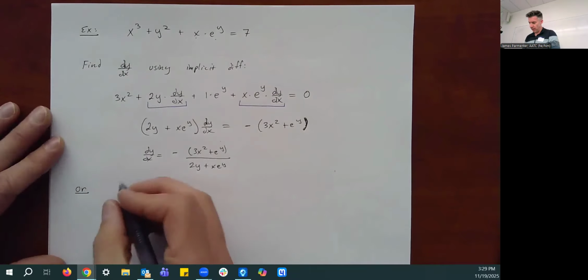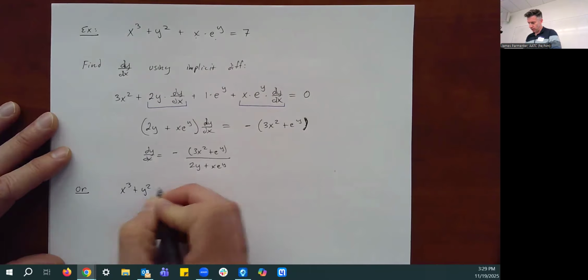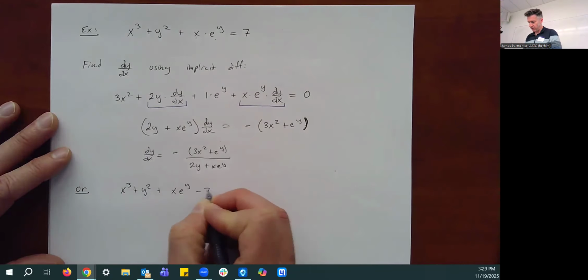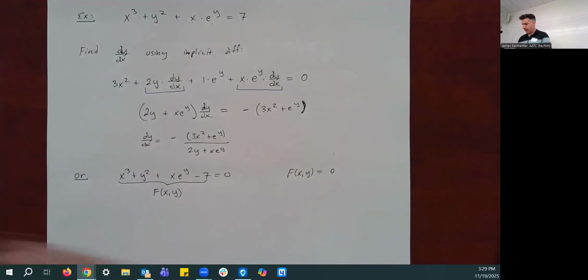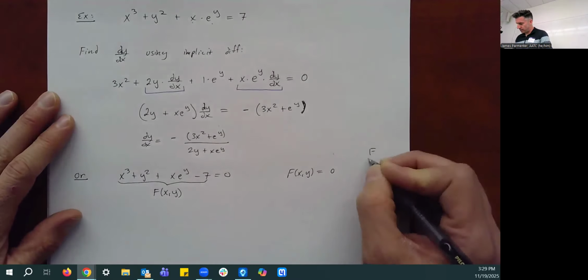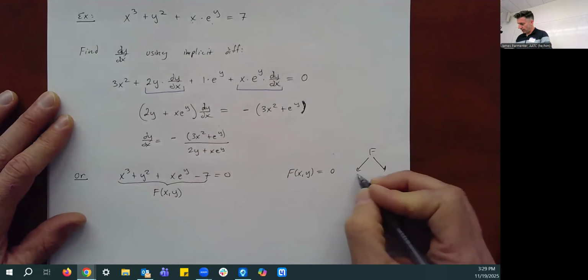So we're going to rewrite this as x cubed plus y squared plus x e to the y minus 7 equal to 0. And what we're going to think about is we're going to say, cool, this here, this is our function of x and y. And notably, our function of x and y is equal to 0. And now, before I get too crazy here, I'm going to draw a map. The idea is I'm going to take the derivative of both sides of this with respect to x. But to do that, I need my mapping. Well, I know that f depends on both x and y.